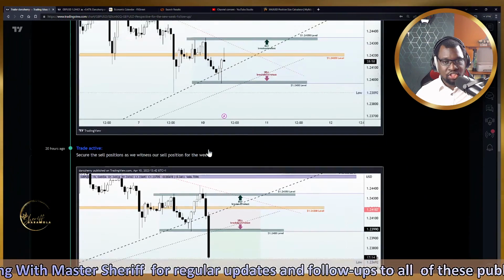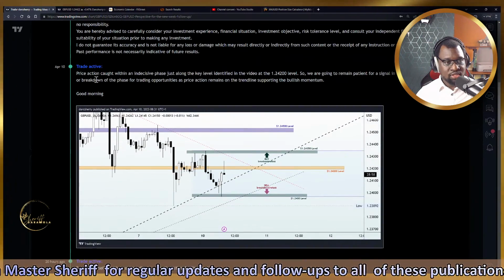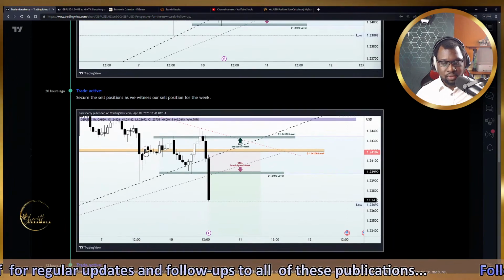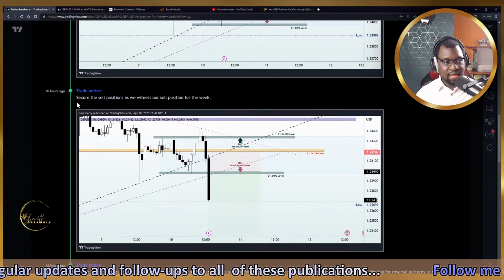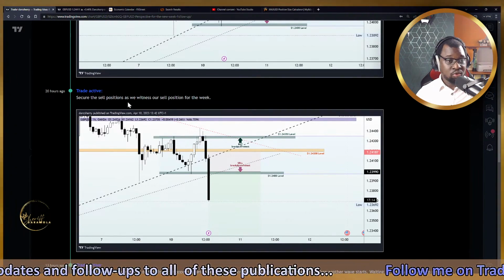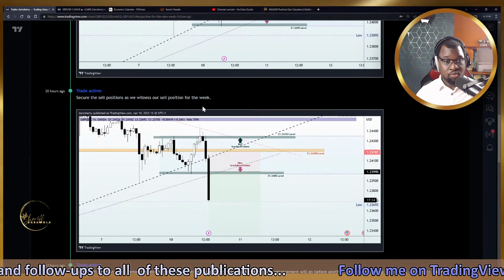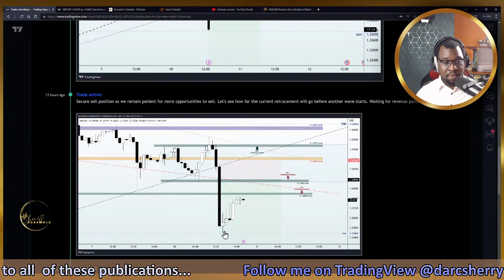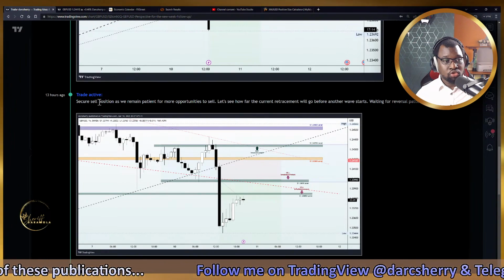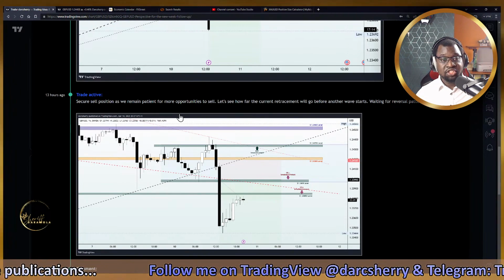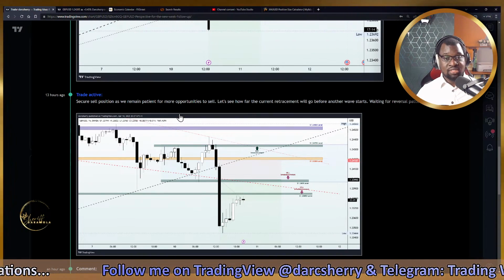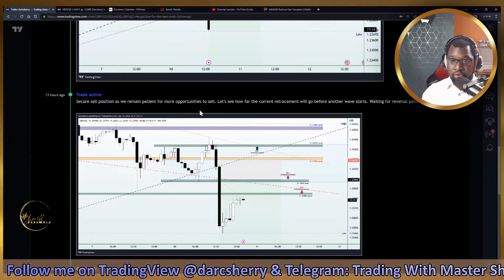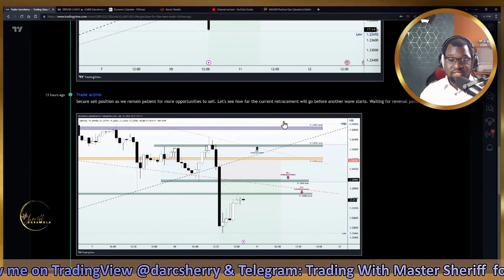So we had our sell position triggered here. This was what I told us this morning: we are looking forward to a breakout or breakdown. So we saw the breakdown here. I said secure the sell position as we witness our first sell position for the week. Then we saw price continue to find buy pressure. Then I told us all to secure sell positions as we remain patient for more opportunity to sell. Let's see how far the current retracement will go before another wave starts, waiting for reversal patterns to mature.